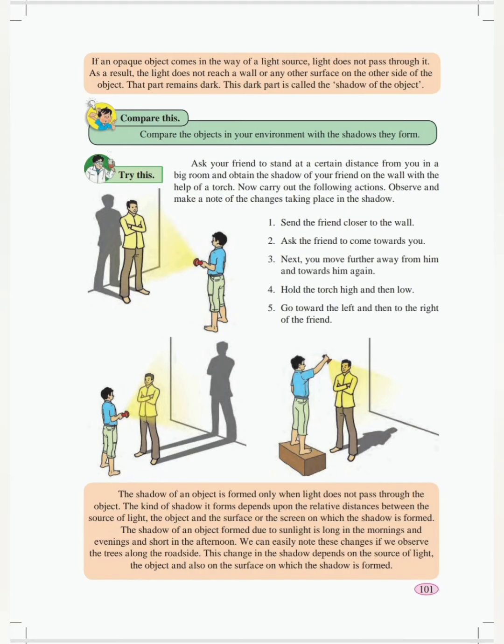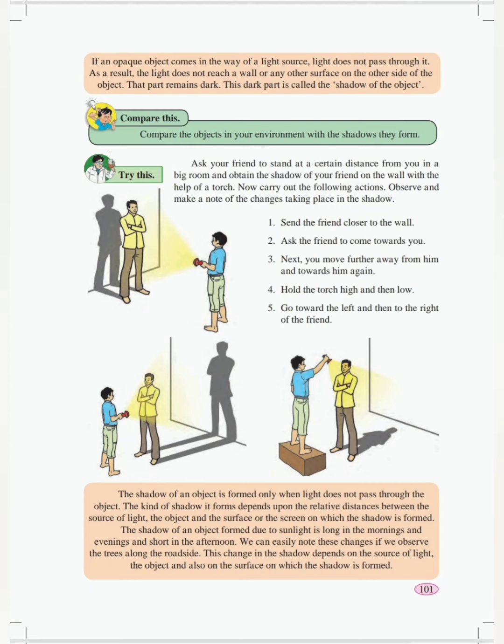What about the third one? When the torch light is thrown from the upper side, the head side, and the focus is going to the ground level, we see that the shadow appears smaller. So we come to know that the shadow appears different when the source of light is falling from different areas or in different directions. The shadow of an object is formed only when light does not pass through the object. The kind of shadow it forms depends upon the relative distance between the source of light, the object and the surface or the screen on which the shadow is formed.